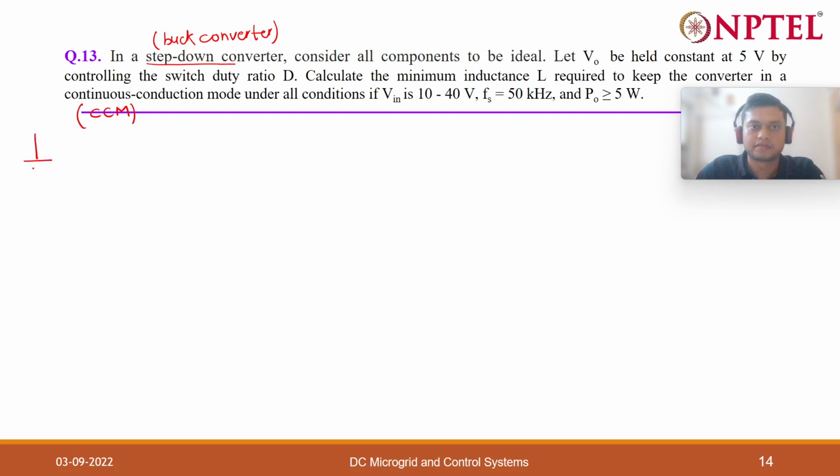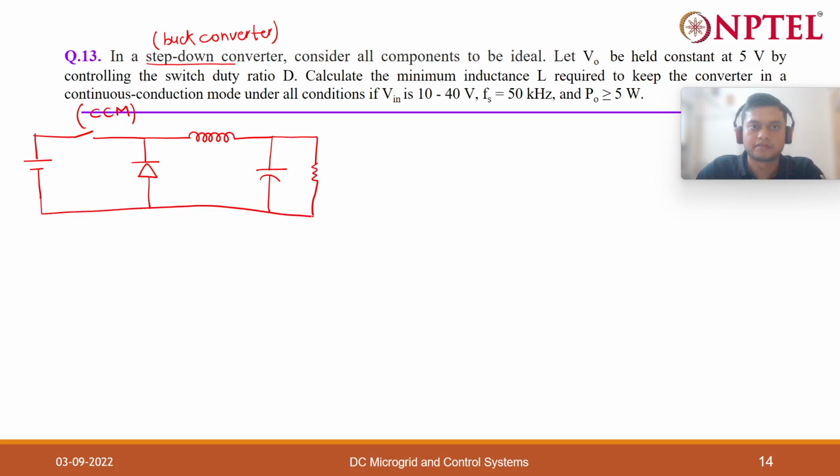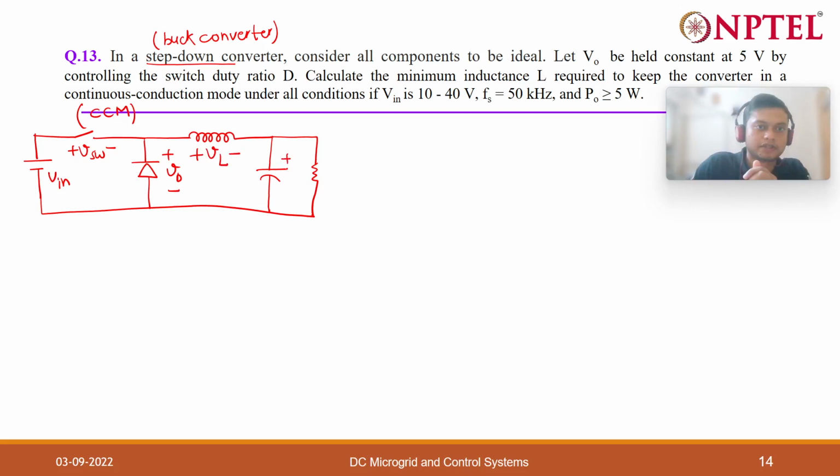Let us first make this schematic of the buck converter. So input is V in, voltage across the switch VT, and inductor voltage VL, plus minus VC, plus minus V naught.